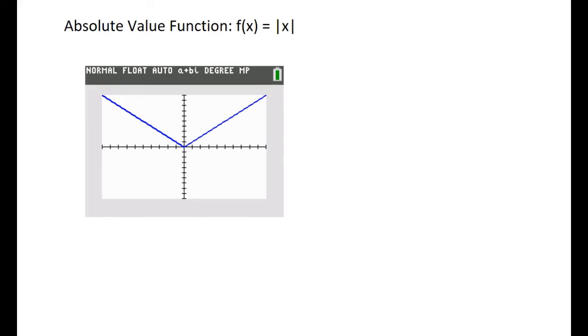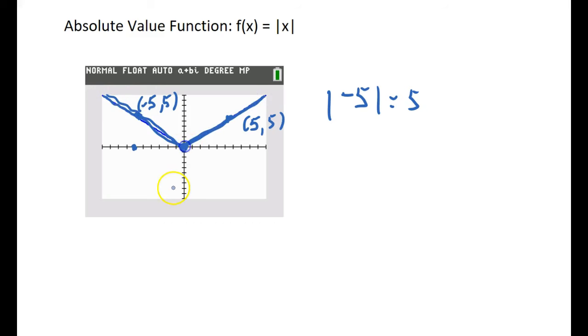The absolute value function is f of x equals the absolute value of x, and since absolute values turn anything negative into a positive, we're only going to get positive y values here. So that means if I put in, say, negative 5 for x, the absolute value of negative 5 is positive 5. So I get a point at negative 5, positive 5. And likewise, if I put in positive 5, it stays positive. So I get 5, 5. And what we get is a V shape. And the vertex of that V is at the origin, 0, 0.